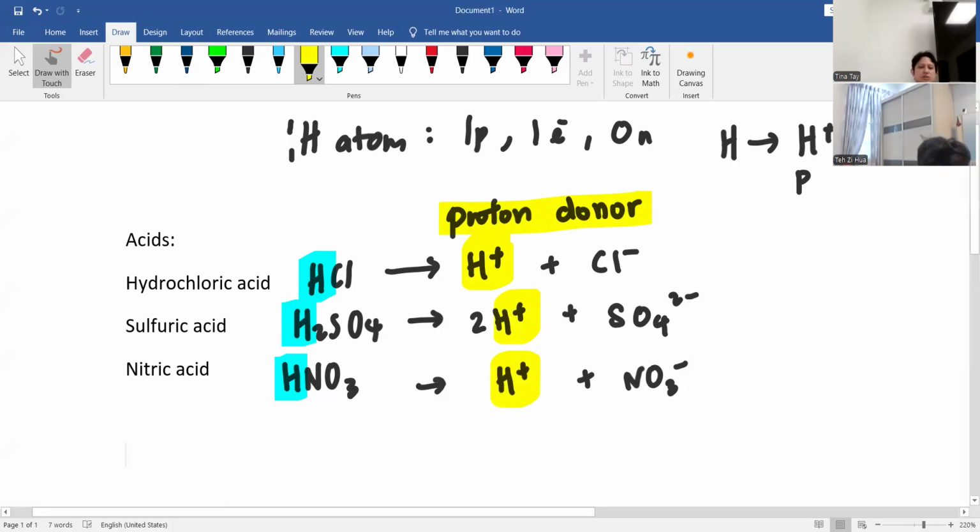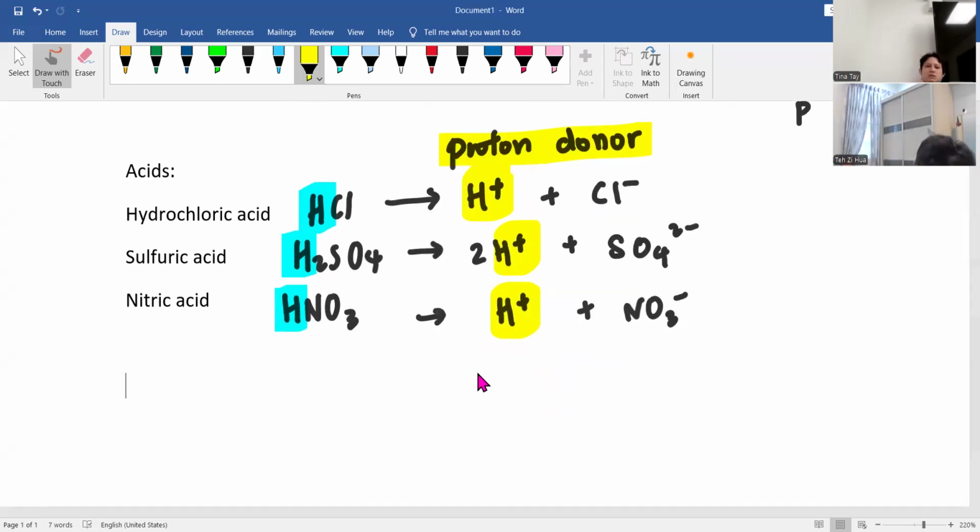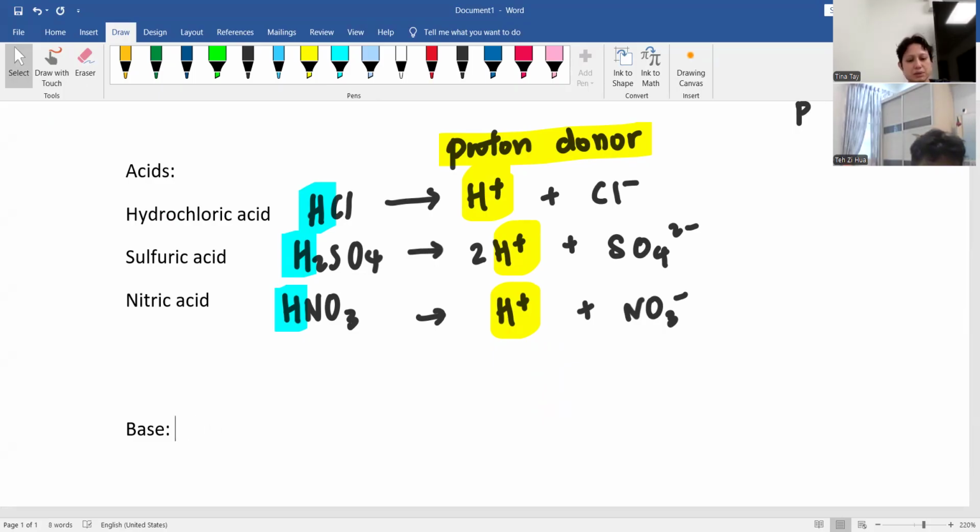So that's the definition of acid. When they ask you what's the definition of acid, you cannot write whatever you want. You must write specifically: an acid is a proton donor. In that case, a base will be the other way around. A base will be a proton acceptor. So acid donates proton and base accepts proton.